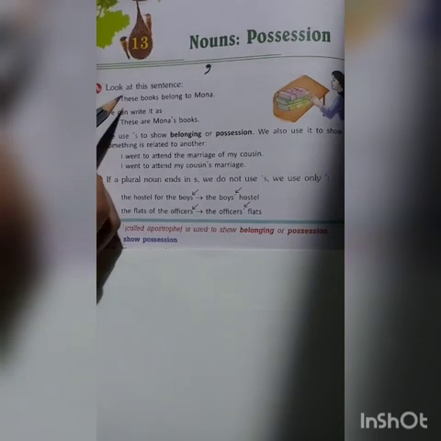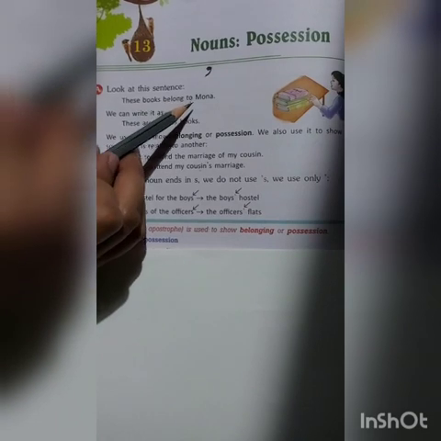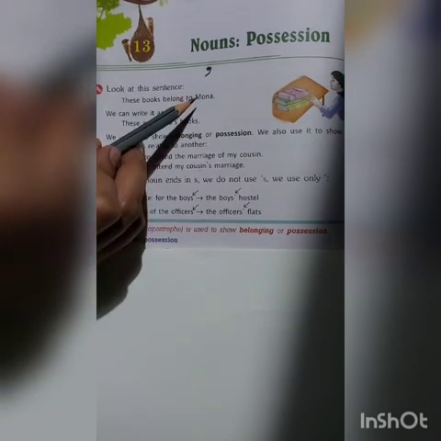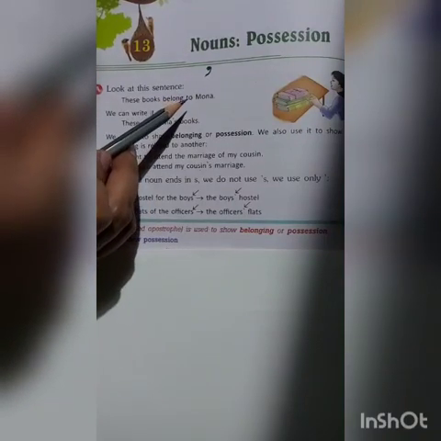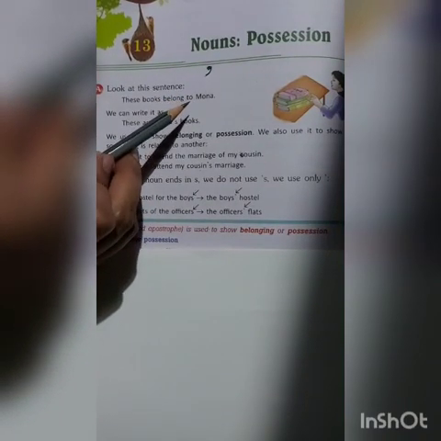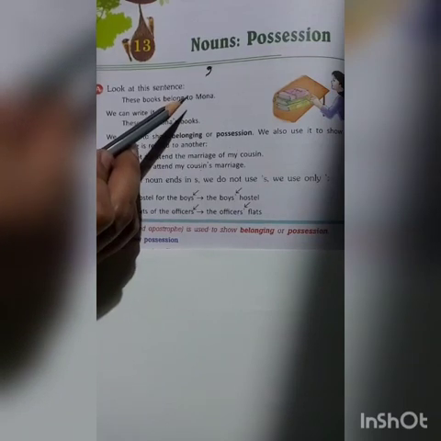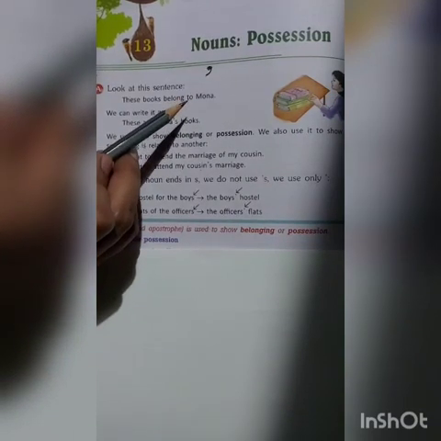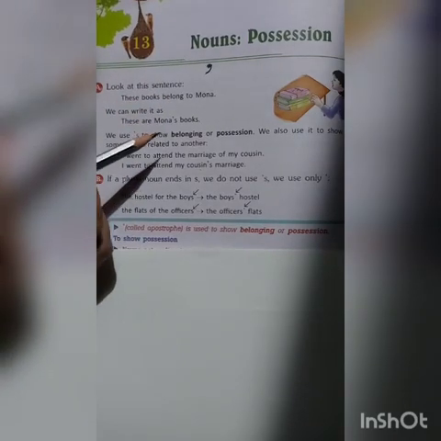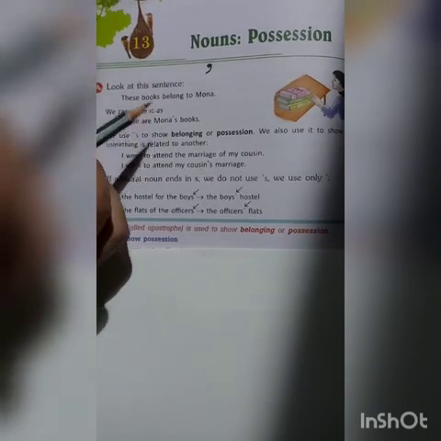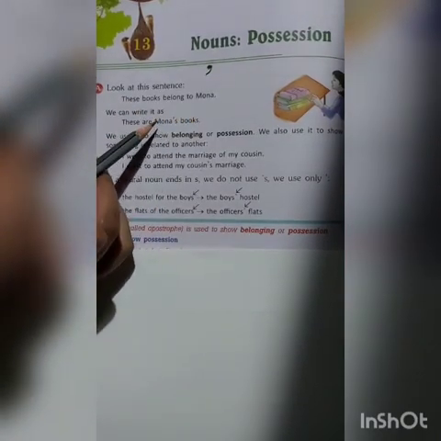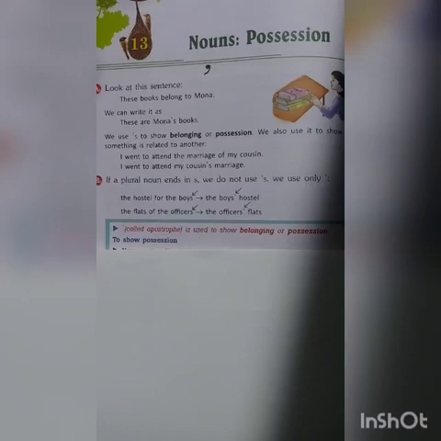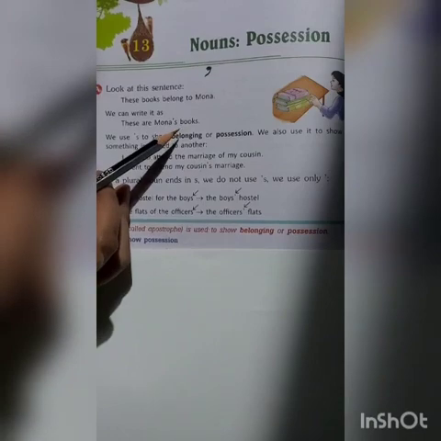Now look at this sentence. These books belong to Mona. So children, here the books belong to whom? They belong to Mona, or we can say that they are owned by Mona, or they are possessed by Mona. So instead of saying that these books belong to Mona, I can also say that these are Mona's books.